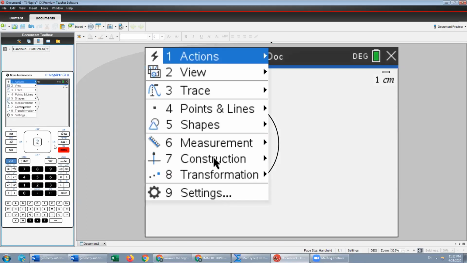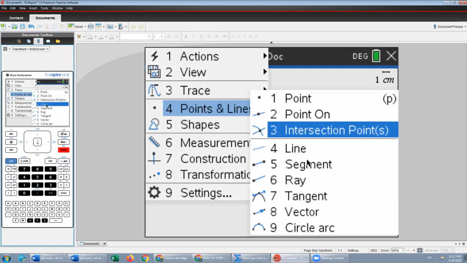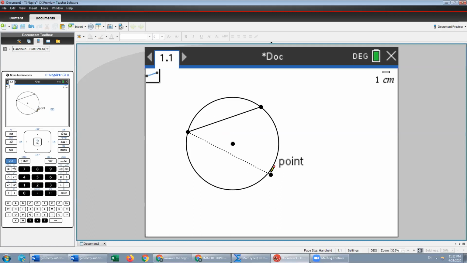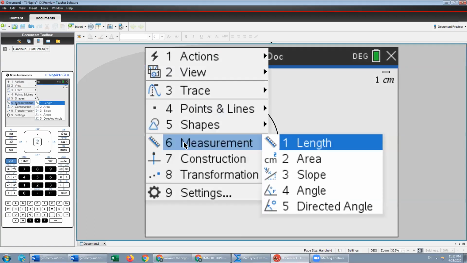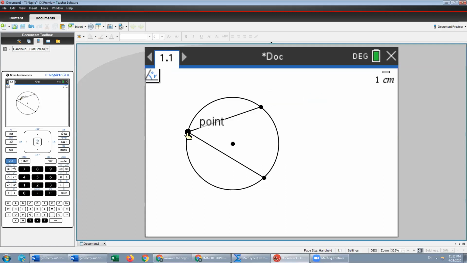Next, Menu. We're going to construct an inscribed angle and measure it. An inscribed angle is made up of two chords, which are line segments. So I'm going to go to my line segment command and draw in that inscribed angle. Then Menu, Measurement, let's measure that angle. One, two, three clicks will do it. Wow, look at that. We got 50 degrees.